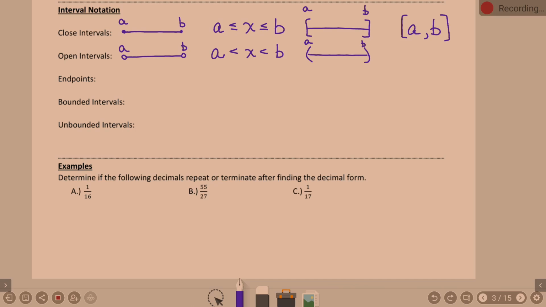But okay. So what's going to be the difference here? This shading area is from A to B. But what's on either end? Parentheses. Okay.